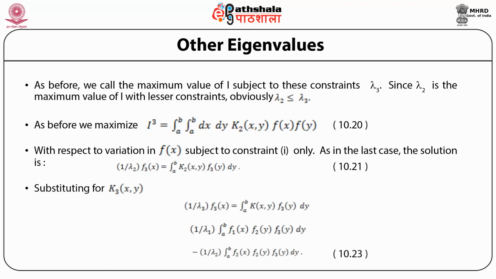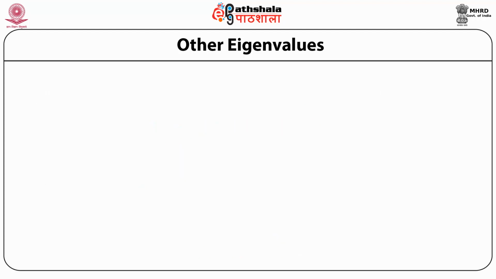Now we substitute for the kernel. So we get 1 upon lambda 3 f3x is equal to the integral a to b of the kernel kxy multiplied by f3y, minus 1 upon lambda 1 integral a to b of the product of functions f1x, f1y, f3y dy, minus 1 upon lambda 2 integral a to b of f2x, f2y, f3y dy.